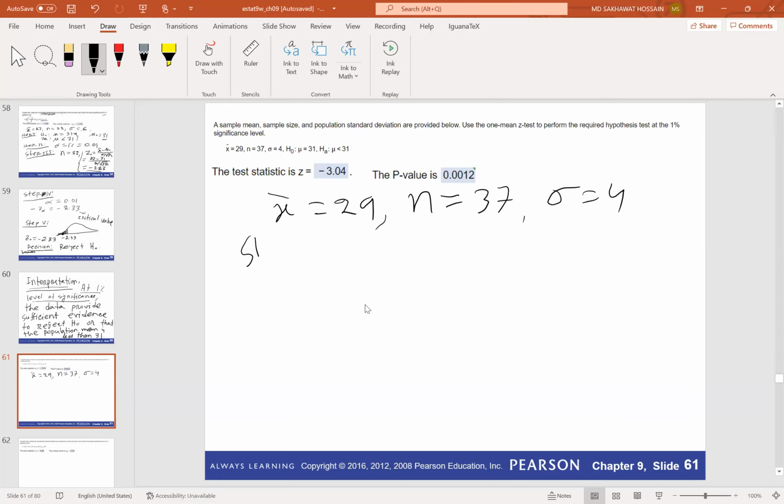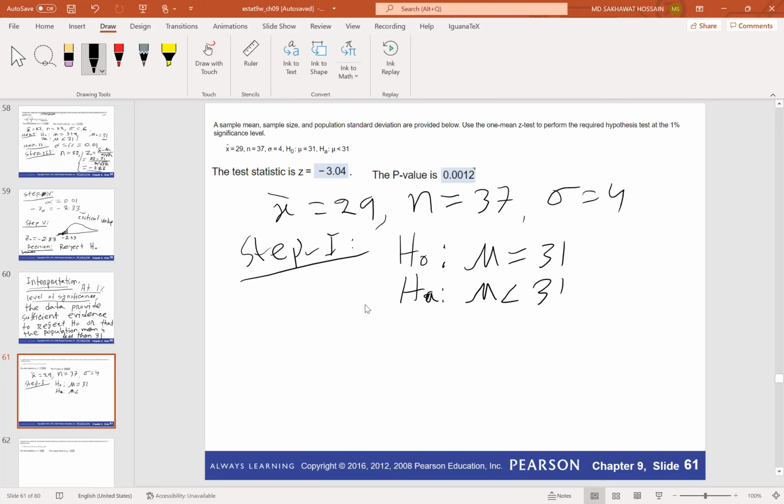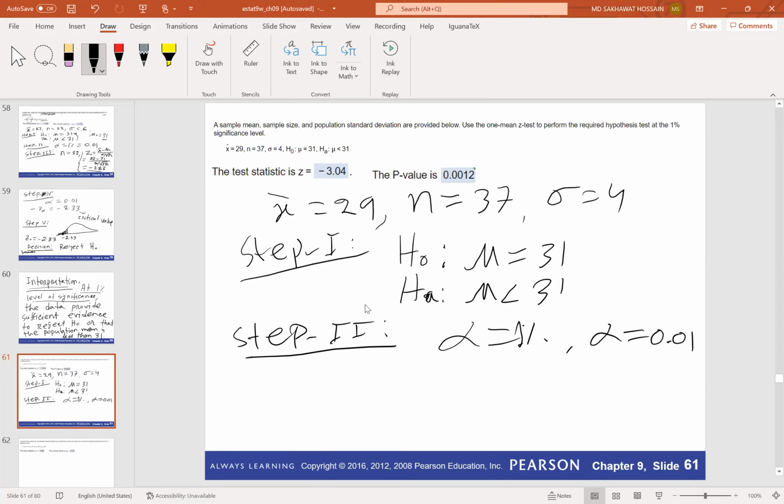So step 1. I'm writing step by step so that you can easily follow it. The first one is you need to write the hypothesis. The alternative is mu less than 31. So this is also a left tail test. Step 2 is you need to determine the alpha value. The alpha value is given, 1%, so alpha is 0.01. So this is our alpha value.